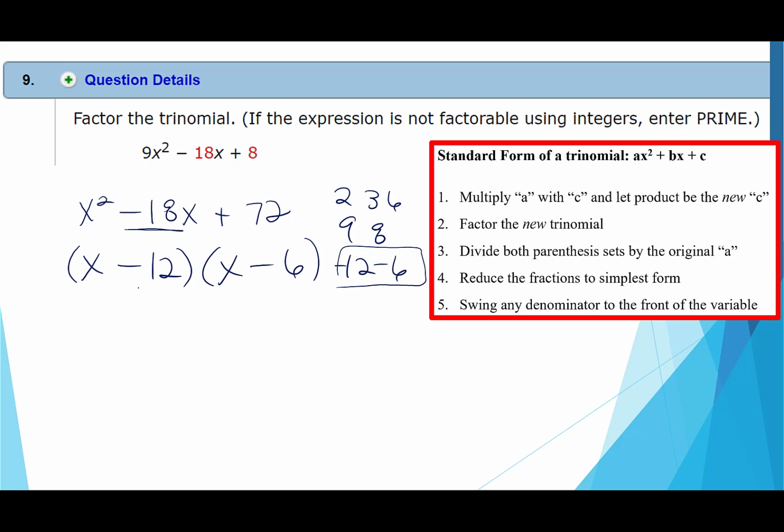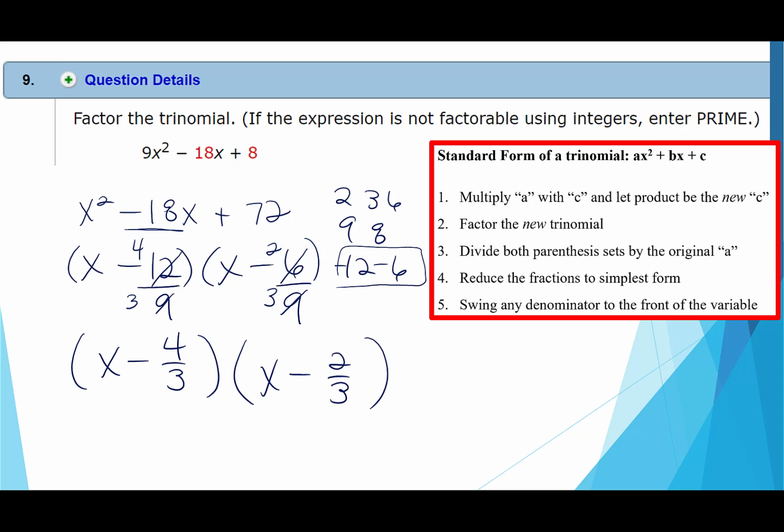Okay, next step is to divide by the original a. Next step is to simplify the fraction. 6 over 9 simplifies to 2 over 3. And then 12 over 9 simplifies to 4 over 3. Now notice this is the first time that one of them did not simplify all the way to a whole number. I'm just going to rewrite these factors. I'm going to keep it in the fraction form for just a minute.